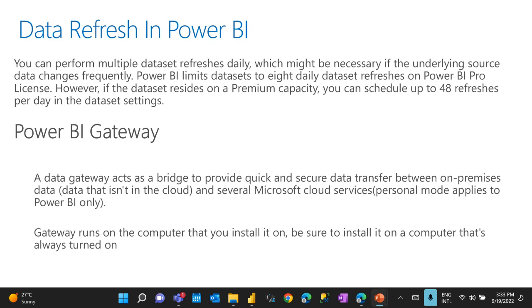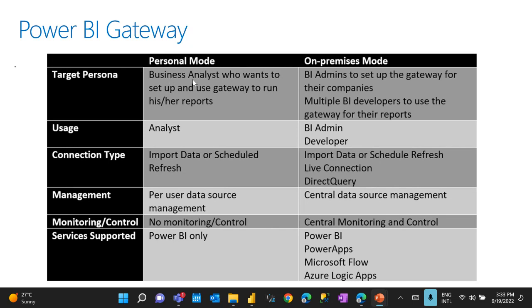Yeah, so we were talking about our Power BI gateway, which is a bridge that will help you refresh data that is on premise and the report which is in the cloud. There are two types of gateways. The first one is personal mode, and the other one is standard mode. I think it used to be called on-premise mode, now it's called standard mode.